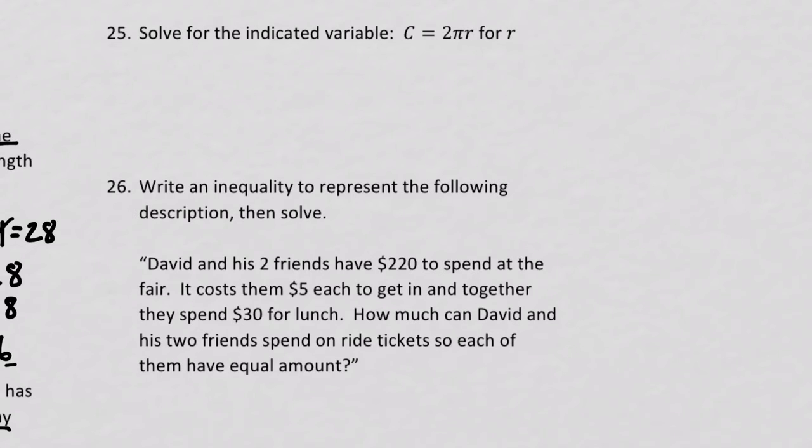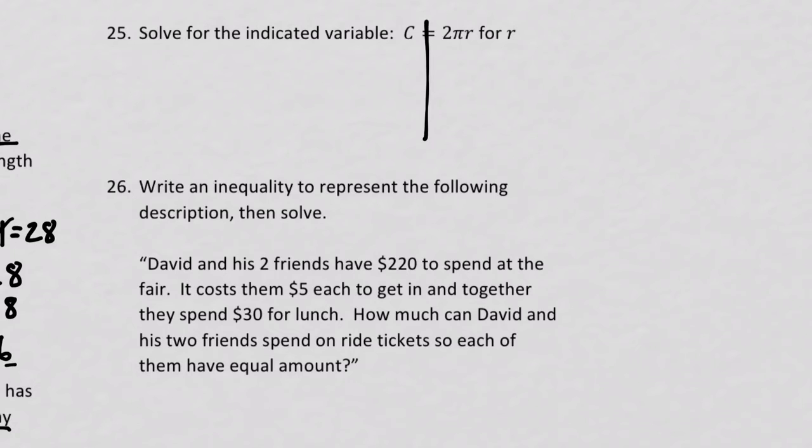Okay, now let's look at 25. It's the same idea. In this one, we are solving for r. We want the r to be isolated. This one's a little bit simpler because if you notice, all we have here is a 2 pi and an r. And we need the r to be isolated, so we got to get rid of the 2 and the pi. We can do both at the same time.